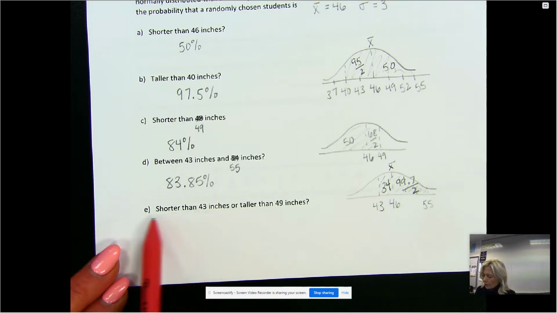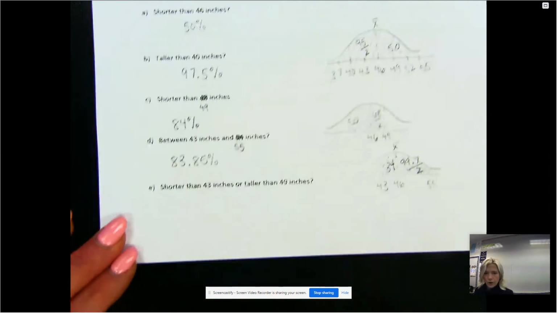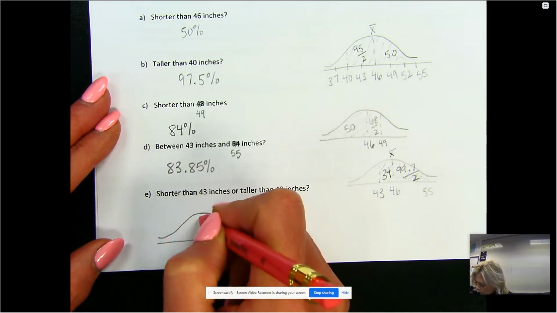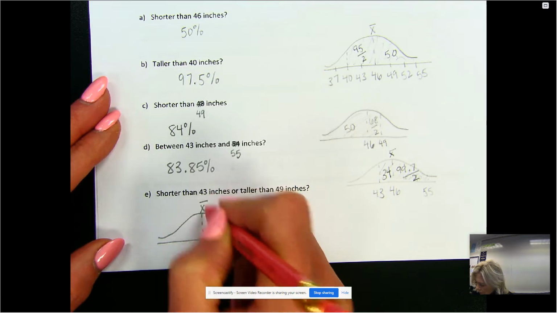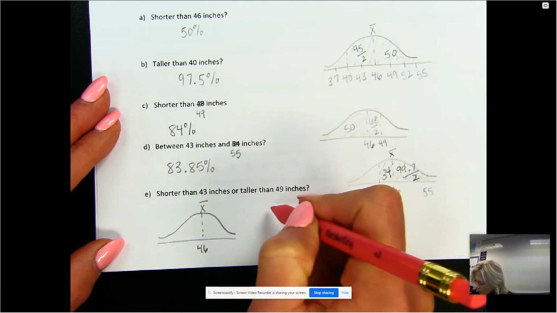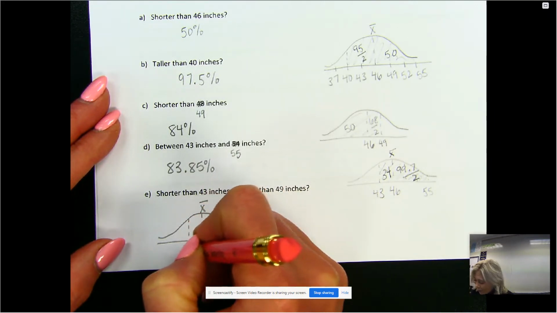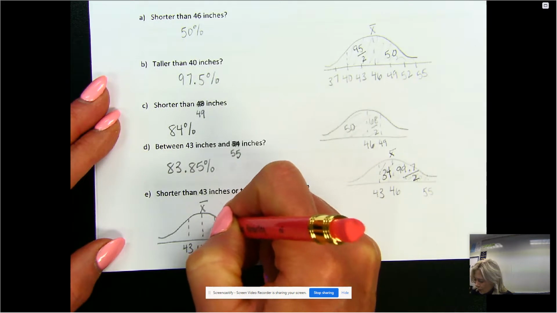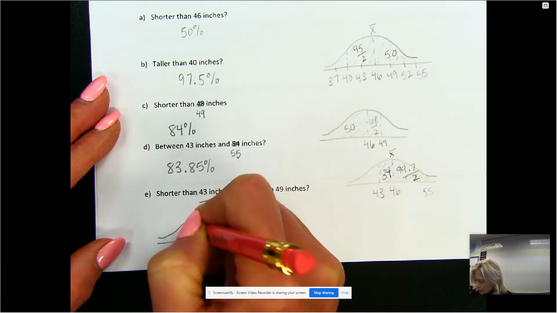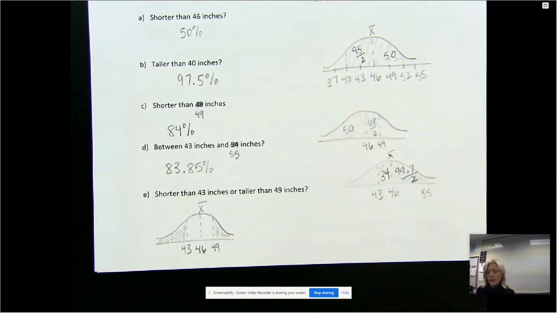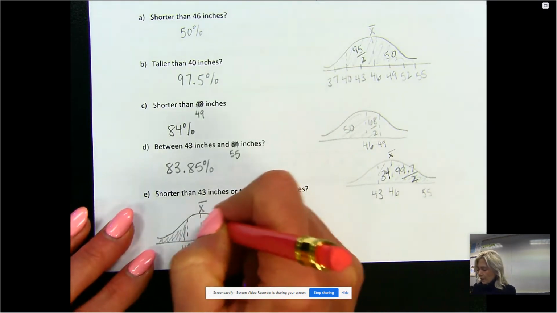And then finally, E: shorter than 43 inches or taller than 49 inches. Okay, so what's that going to look like? Here's our mean, 46. So 43 is one standard deviation below the mean. 49 is 1 standard deviation above. So shorter than 43 or taller than 49. So what's not part of the answer is this piece in the middle.